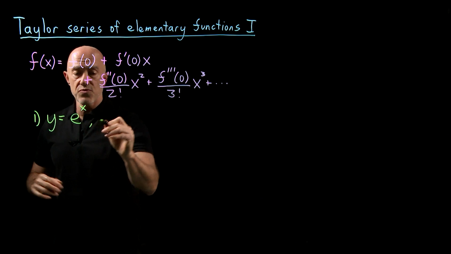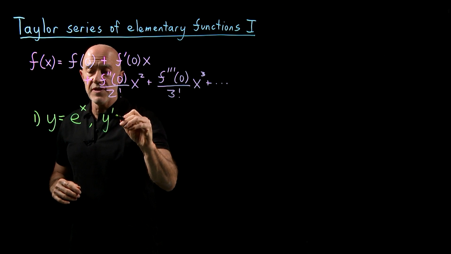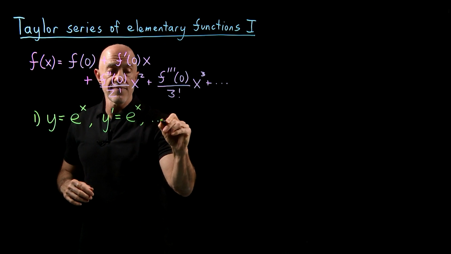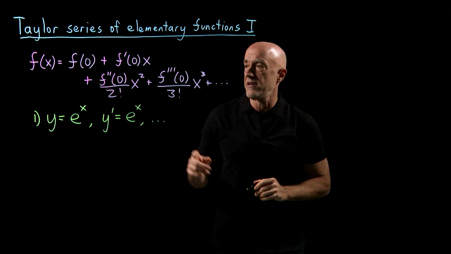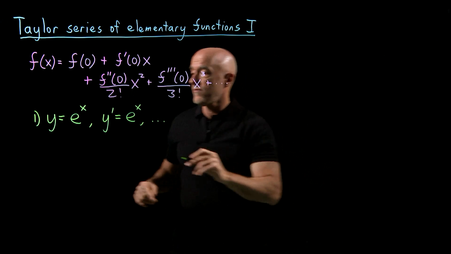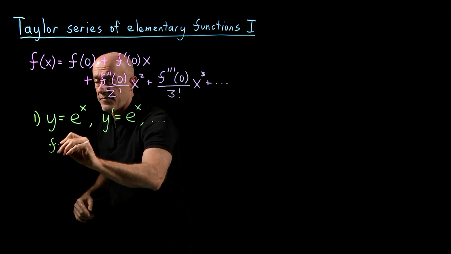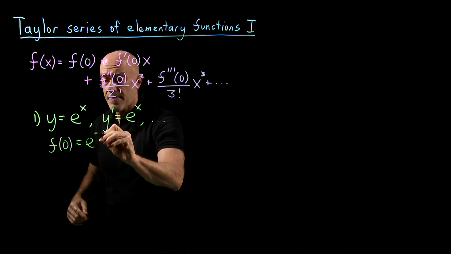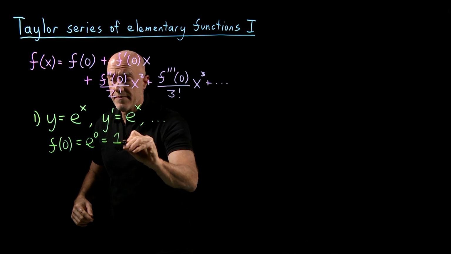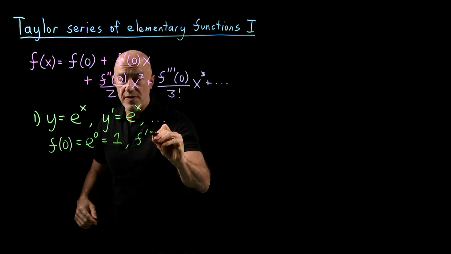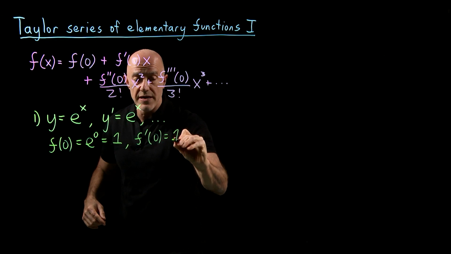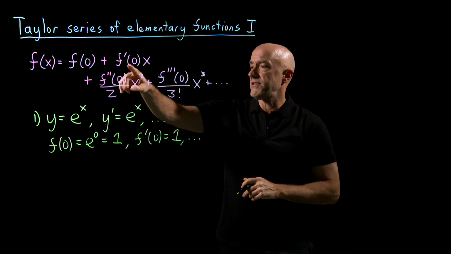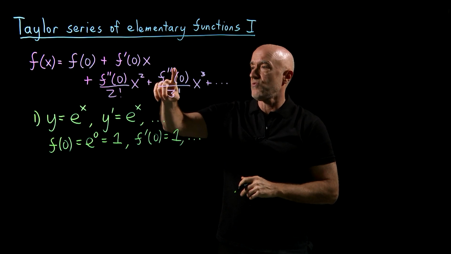We need to know the derivatives, but the first derivative of e to the x is just e to the x, and so on for all the higher order derivatives. So the value f of 0, which is e to the 0, is equal to 1. And then the first derivative at 0 is also 1, and so on for all of them. So all of these f's in the Taylor series are equal to 1.